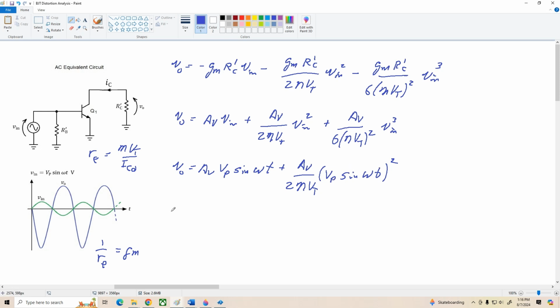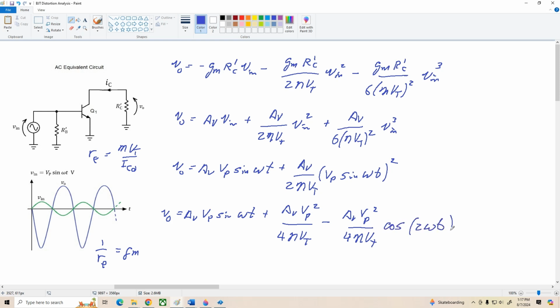which gives us V out equals AV Vp sine omega t plus AV times Vp squared over 2 times 2 eta Vt. So we've got 4 eta Vt minus AV times Vp squared over 4 eta Vt times the cosine of 2 omega t.